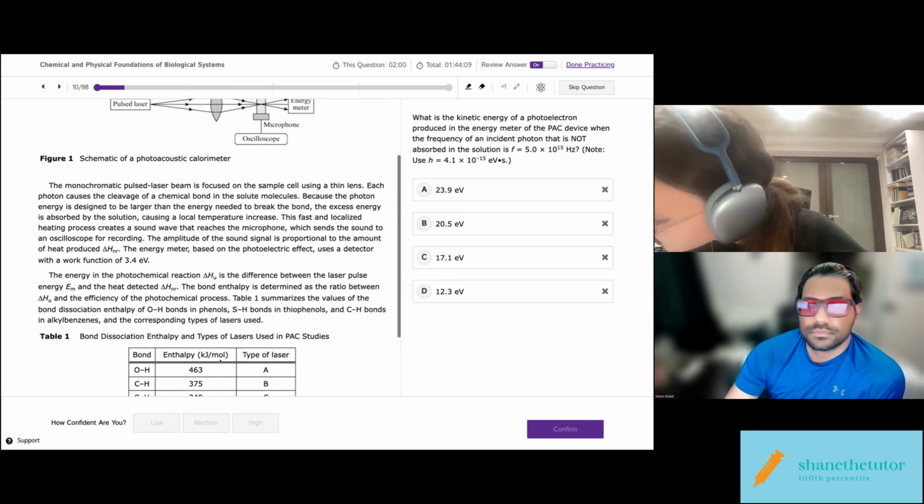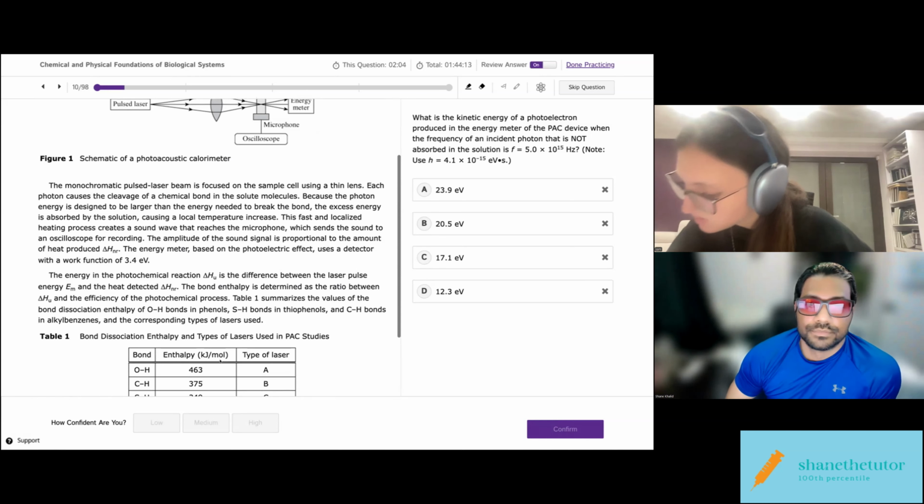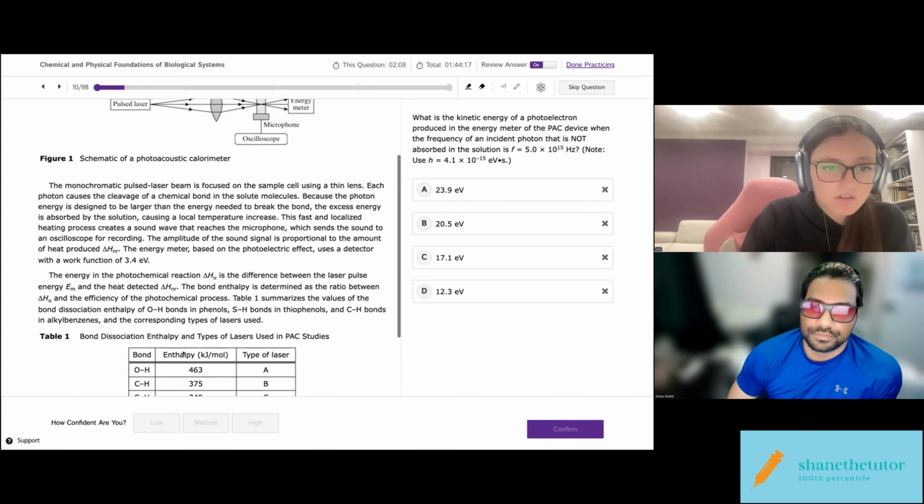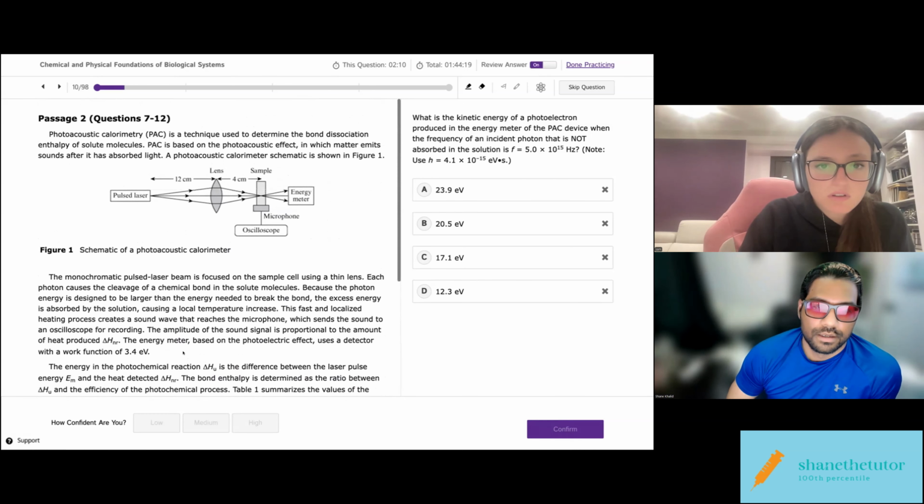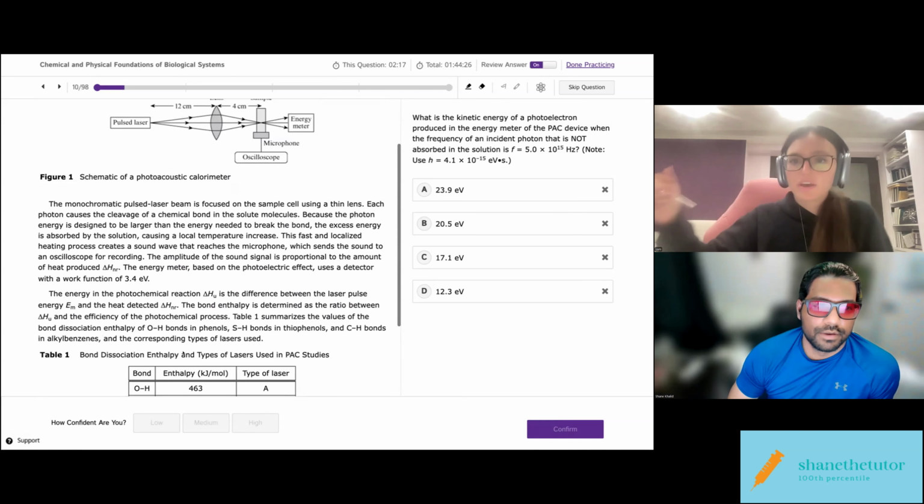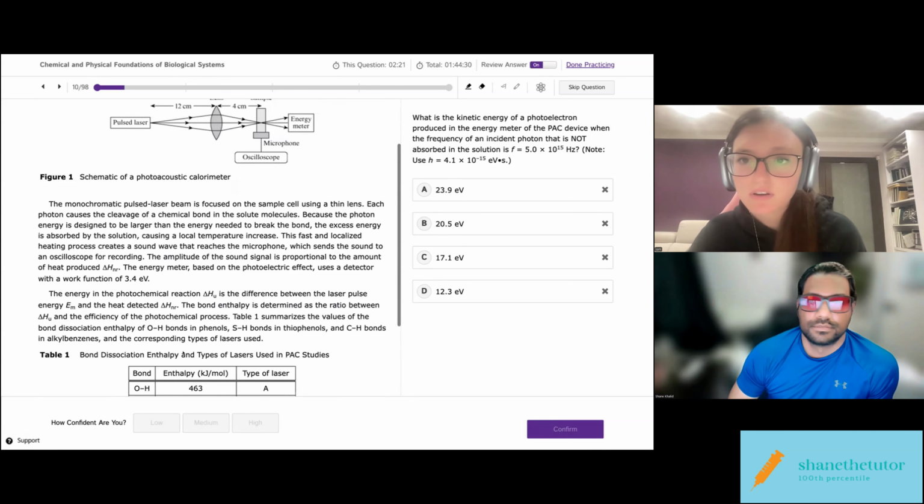Do we know the frequency? Or do we plug in C over lambda, which I feel like we don't know that one either. So look at what they're giving us. Oh, they gave it. Yep. Okay.